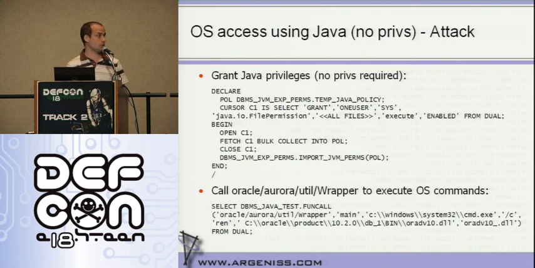Let's see now a way to do this with no privileges. It needs just these two statements. The first one grants the necessary permissions to the user that is exploiting this vulnerability, and then we just use this function to call the Oracle Aurora util wrapper class, the main method in that class, passing as argument the operating system command we want to execute.